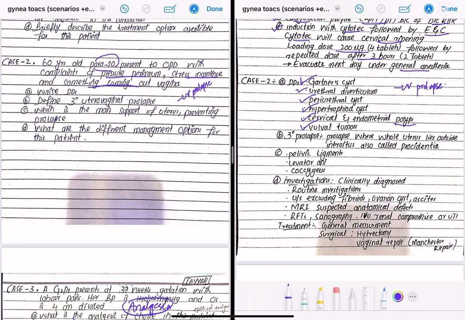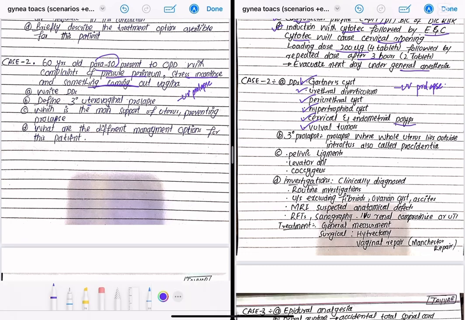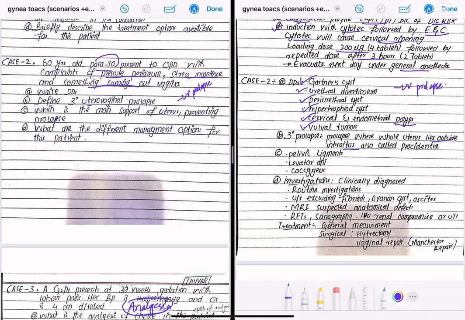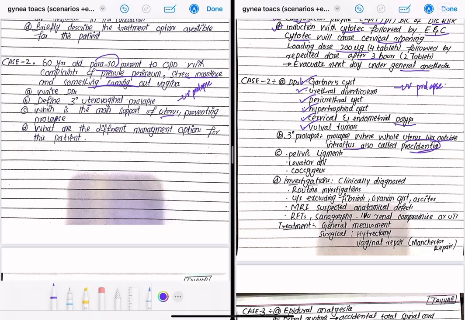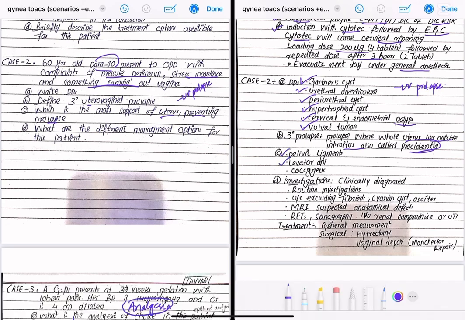Now define the third degree UV prolapse. So it is the prolapse where the whole uterus slides outside the introitus, called procidentia. Third degree UV prolapse is also known as procidentia. Now, what is the main support of the uterus preventing prolapse? So the main supports of the uterus are pelvic ligaments, levator ani, and coccygeus. You should remember this by PLC: pelvic ligaments, levator ani, and coccygeus.